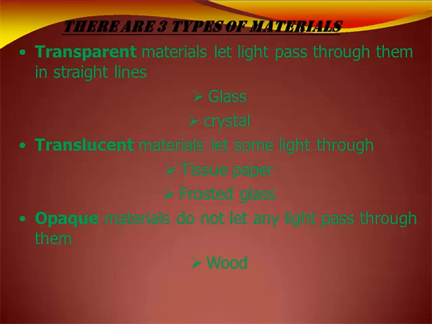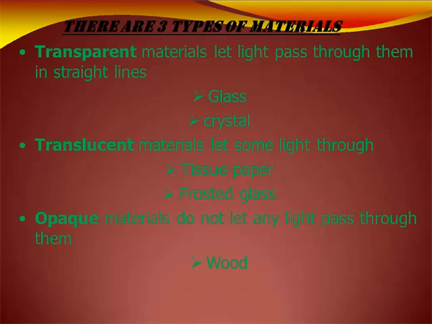So what do you mean by transparent material? Transparent materials let light pass through them in a straight line easily. That means the light easily passes through the transparent material. Examples: transparent glass. Light easily passes. You can see at your home also, in the evening or at night, when the light is on, from outside the window you can see the light if there are no curtains. Crystals are a good example of transparent materials.